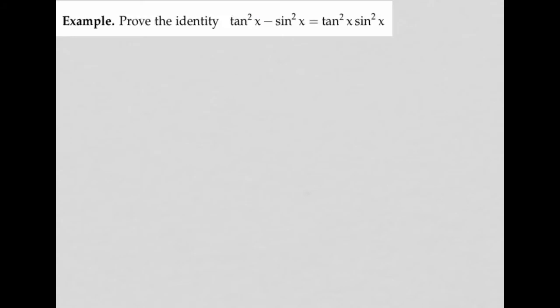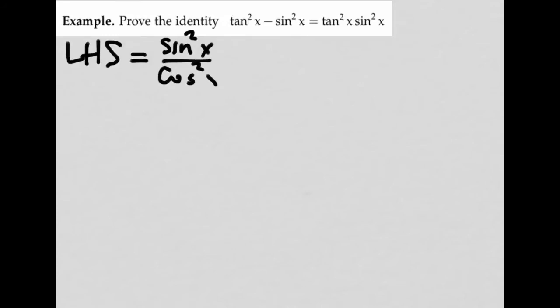Next, let's prove the identity that tan squared x minus sine squared x equals the product of tan squared x and sine squared x. Let's start with the left-hand side, and write tangent squared as sine squared x over cosine squared x minus sine squared x. So I simply converted tan squared to sine squared over cosine squared.